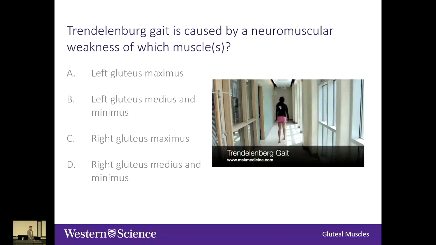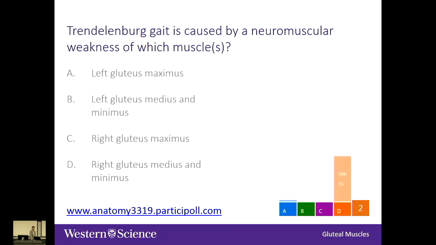Okay, so hopefully you guys have got that by now. So I'll let you guys think about it for about 30 seconds. We already have some people, some keeners, doing the voting. Awesome. So do we think it's the gluteus maximus, first of all, or do we think it's gluteus medius and gluteus minimus? And then probably the more difficult question is, which side is it? Is it the left side or is it the right side? Okay, we'll give another 15 seconds.